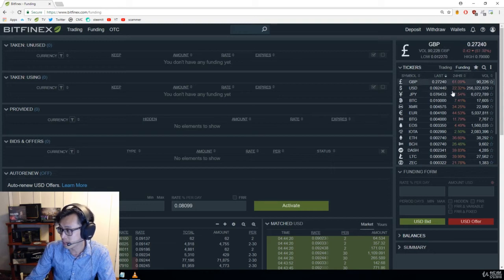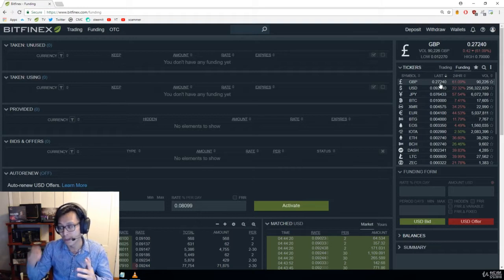It gives you the percentages. So what we see right now is the British pound, right? You're getting actually a really huge boost right now. And you're going to gain, if you put in, for example, $10,000, at a compound interest rate of 0.27% a day. Right? So that's how much you would gain.